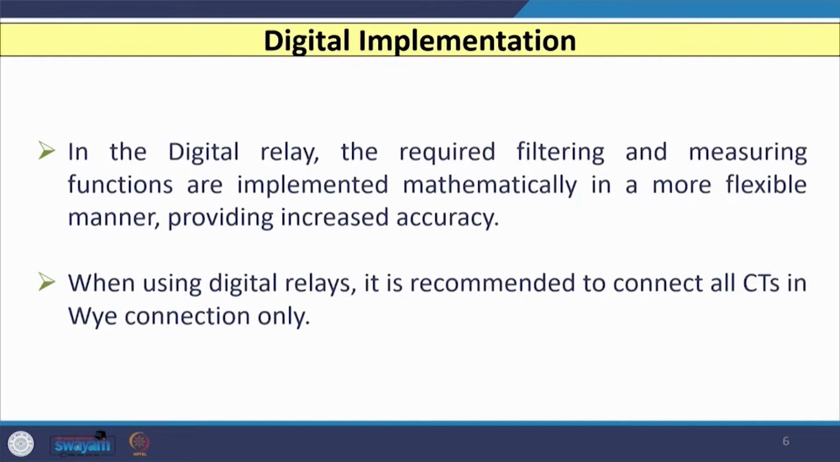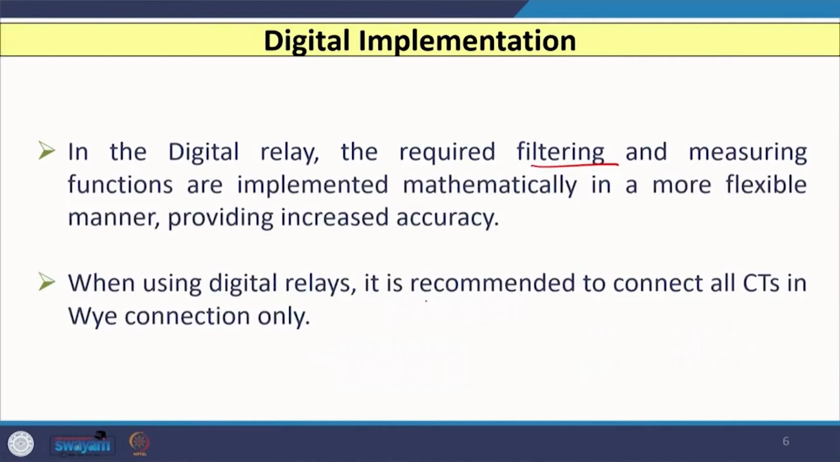Now, if I consider the digital relay used for the protection of a power transformer, it is primarily important how we are going to obtain the filtering and measuring functions, because we need to implement them mathematically inside the digital relay. If we implement these functions mathematically, then obviously the accuracy of the digital relay increases compared to the previous electromechanical relay, where we use biased or percentage differential protection scheme.